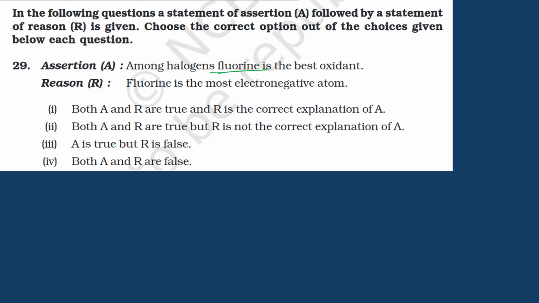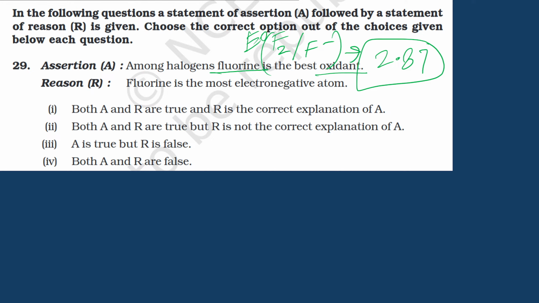Among halogens, fluorine is the best oxidant, the absolute best. How do we know this? 2.87, right? It really likes being reduced. The E naught value of F2 to F minus is this. We just saw this in the NCERT book. If you've checked out the earlier questions, good; if you haven't, open up NCERT, you need to see this. Fluorine is the most electronegative atom.